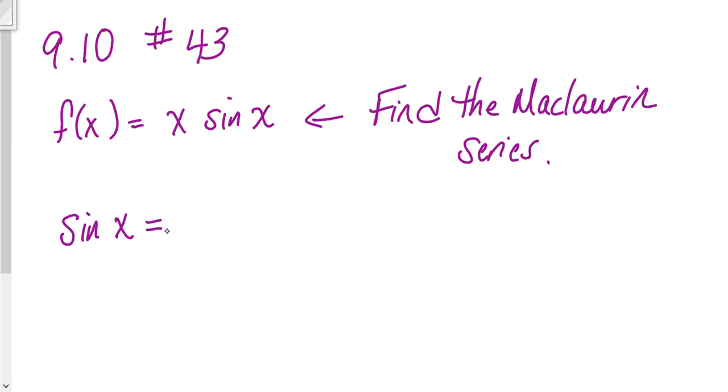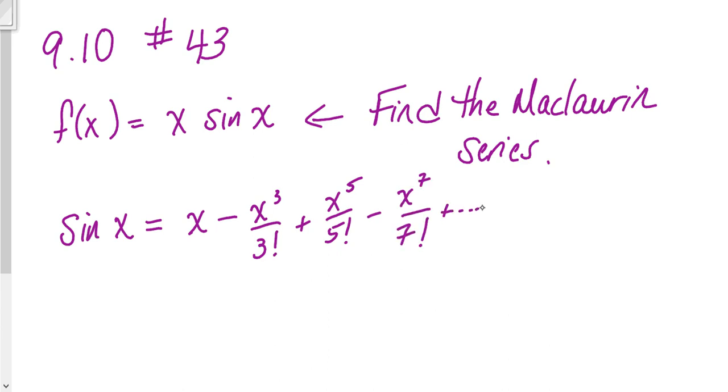that. I'm going to remember that sine at 0 is 0, so this one has no constant term, just a 0. And then the next term is x to the first over 1 factorial. And then my next term after that is going to be negative, because I remember that sine and cosine both alternate. This is x to the third over 3 factorial plus x to the fifth over 5 factorial, and so on with the odds.